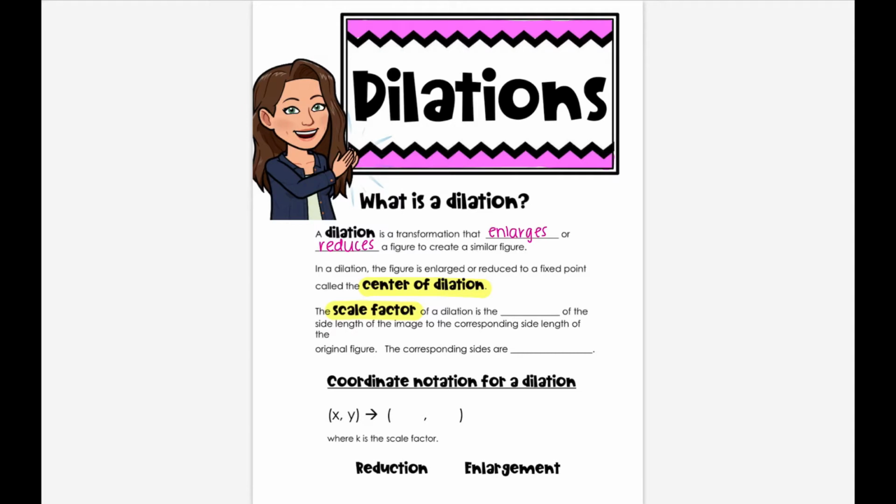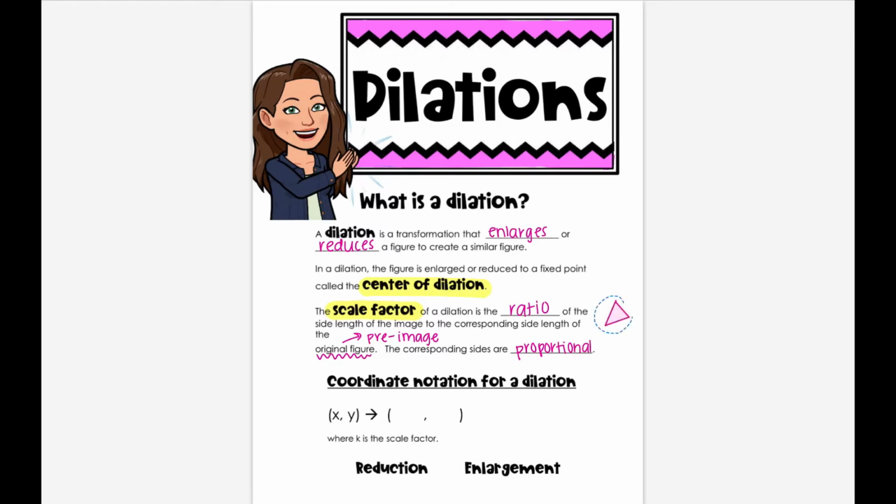Now, the scale factor of a dilation is the factor that you either multiply by or divide by when you're changing the size of the figure. So it's the ratio of the side length of the image to the corresponding side length of the original figure, which was the pre-image. And those corresponding sides would be proportional.